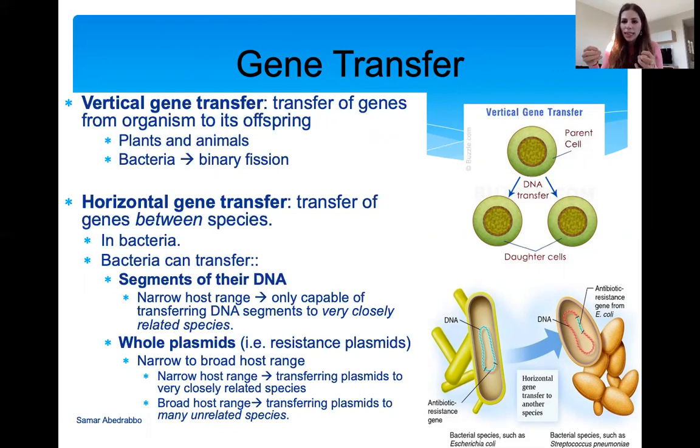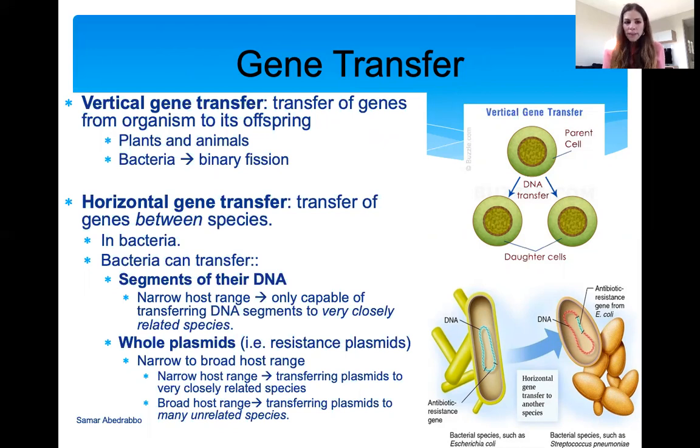Bacteria, when they divide, if you want to call their division their offspring, they're transferring their genes to their offspring. So when animals, humans have children, that's vertical gene transfer. So it's just a transfer of genes from an organism to its offspring.